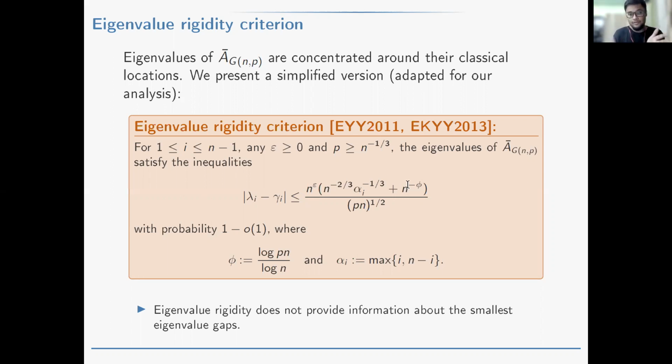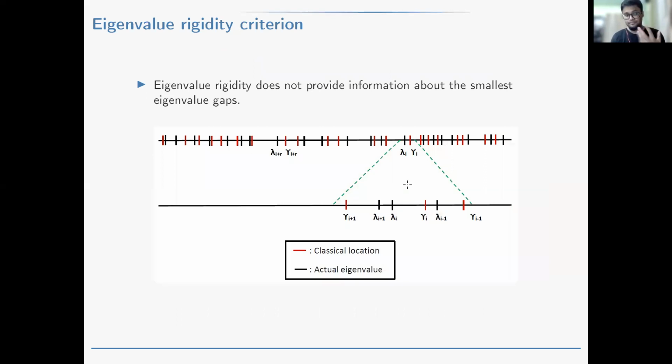If you're really looking at eigenvalues that are next to each other, consecutive eigenvalues, the eigenvalue rigidity criterion fails. And you can have this nice picture that tells you why these things fail. If you look at the top line, the black stripes represent the actual eigenvalue locations, and the red stripes represent the corresponding classical eigenvalue locations.